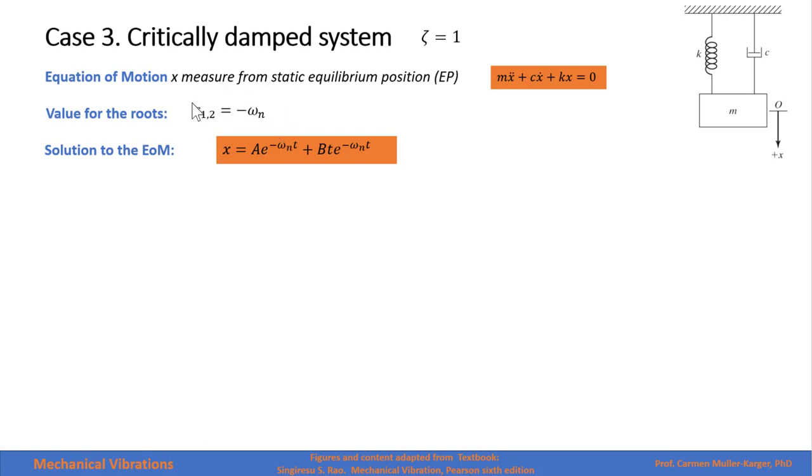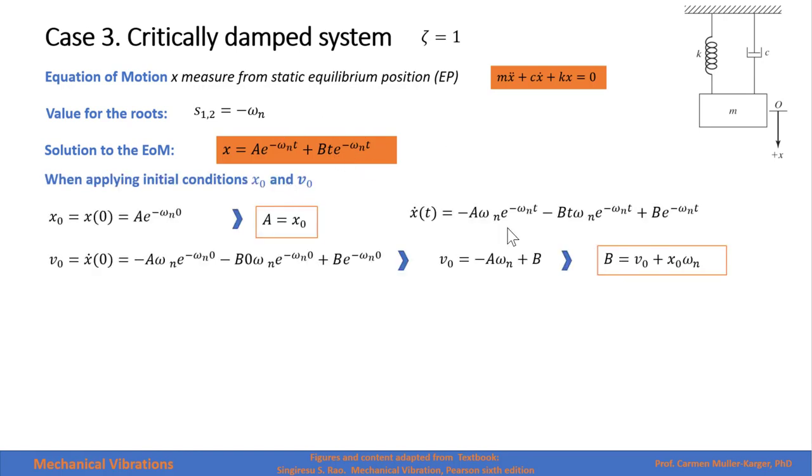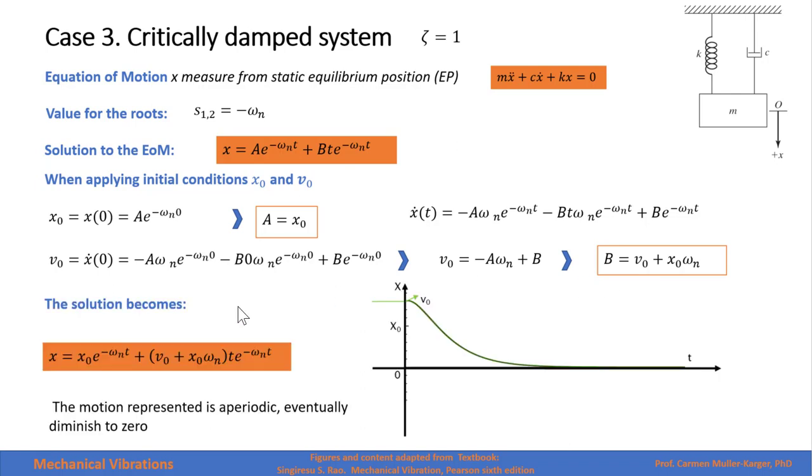Since we have 2 roots that are equal, we have to solve the system as a e to the negative omega n t plus b t e to the negative omega n t. To find a and b for specific initial conditions x0 and v0, we plug in time equals 0 and find a. Then we derive this expression, the derivative of the first term plus the derivative of the second term, which have 2 variables, t and e to the minus omega n t. We plug that into our initial velocity and we find b. Finally, our solution becomes this expression right here.